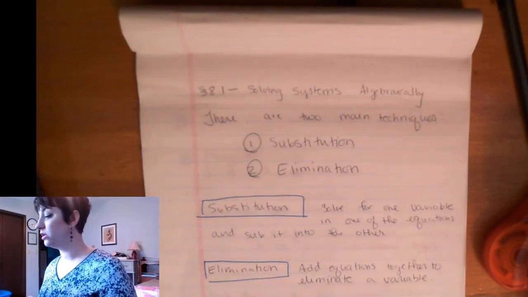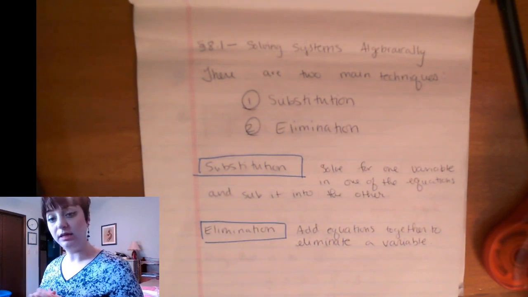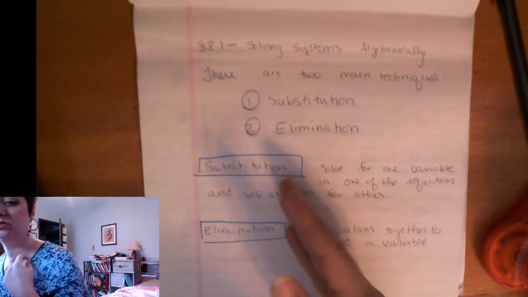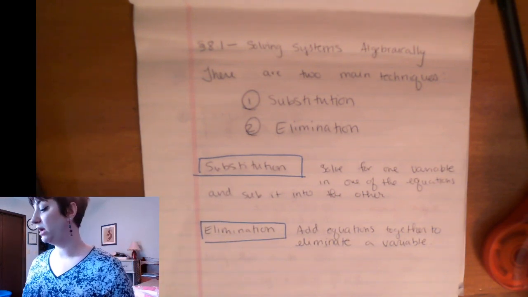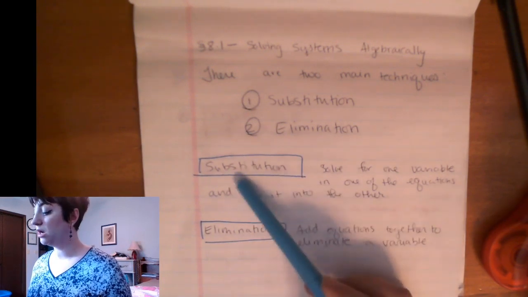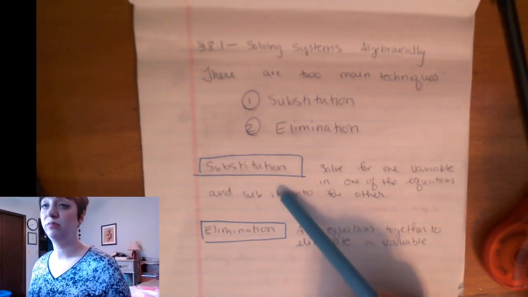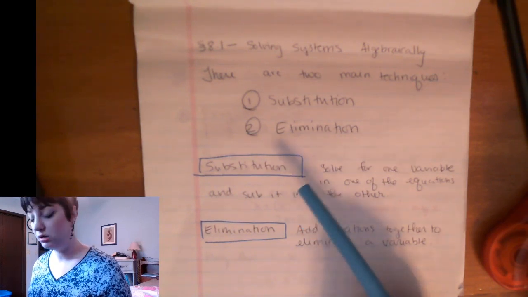Now, before we move on to word problems, quick recap. There's two different techniques for solving algebraically. One is substitution, one is elimination. There are some times when using one over the other is maybe easier. I might use substitution if one of my variables is already solved for or has a coefficient of 1.